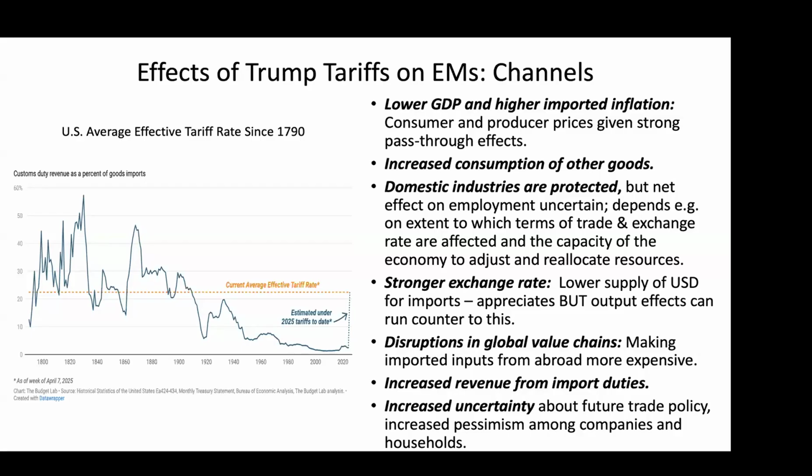There's a view that with tariffs, you get stronger exchange rates, literally because US dollars are scarcer, right, for import demand. And so the US dollar will appreciate. But as we've seen recently, completely running counter to that, if there are growth concerns around the US economy, the dollar can weaken. And so those output effects are actually dominating the scarcity effect, if you like.